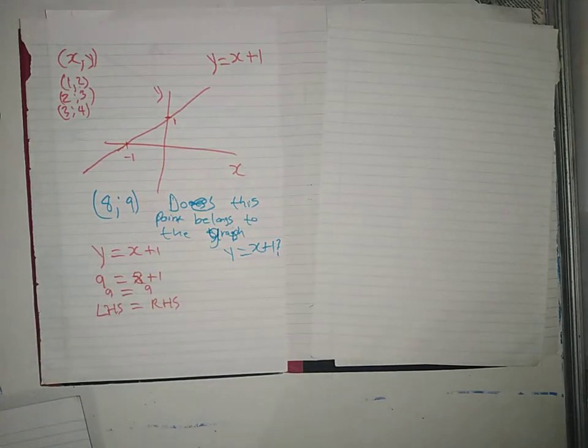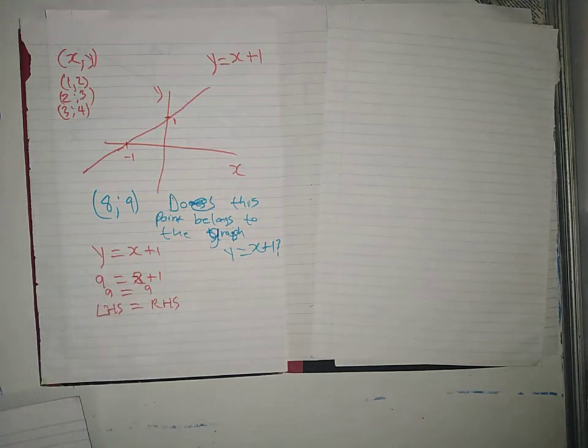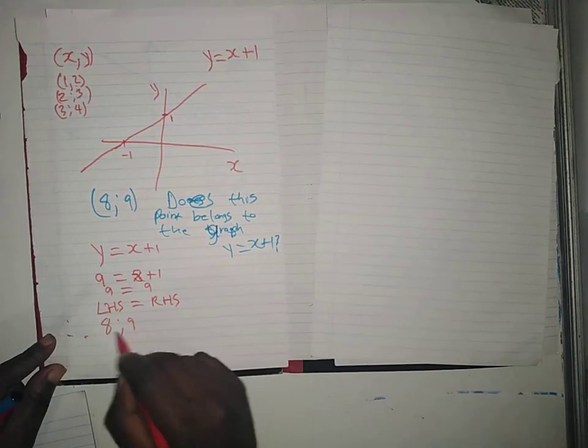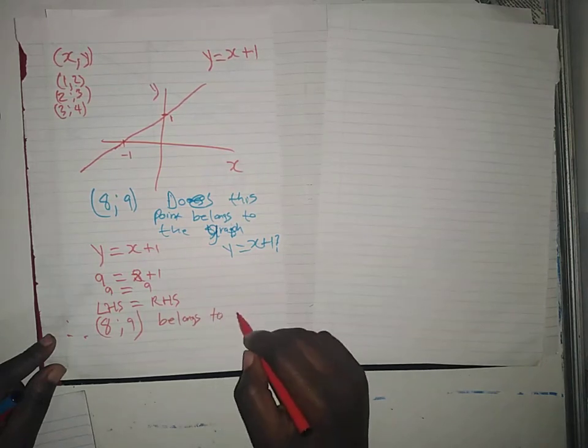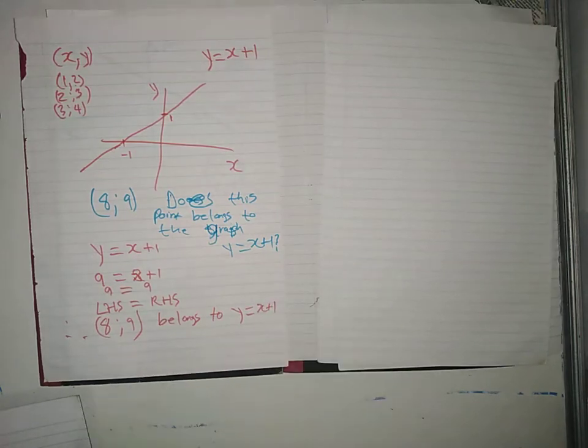Okay. So if I want to check if a point belongs to a graph, what I must do is take the point as it is, put x where it belongs, put y where it belongs, and then calculate. If I get left hand side is equal to right hand side, then I know that what? Therefore 8 versus 9 belongs to y is equal to x plus 1. Okay. I can pick another point and I will do the same thing.